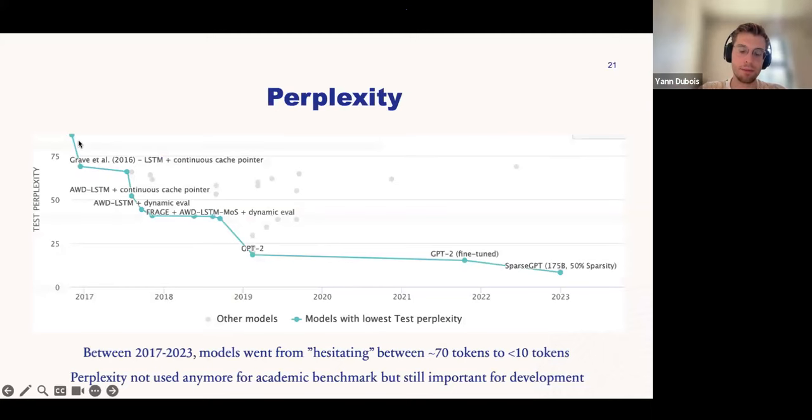So here is the test Perplexity of different models between 2017 and 2023. I believe it's on Wikipedia. So I just wanted to give you a sense of the Perplexity numbers. Basically between 2017 and 2023, the models went from 70-ish Perplexity to less than 10. So that means that models right now, every time they want to generate a Wikipedia word, are estimating between essentially 10 words. So they're pretty confident on 10 potential words for every new token that they're generating.